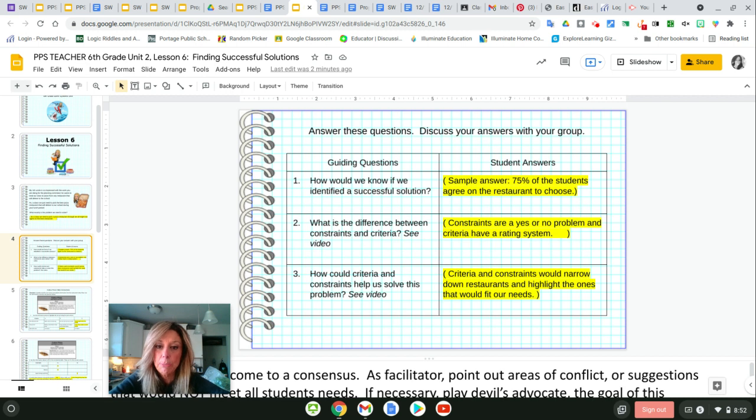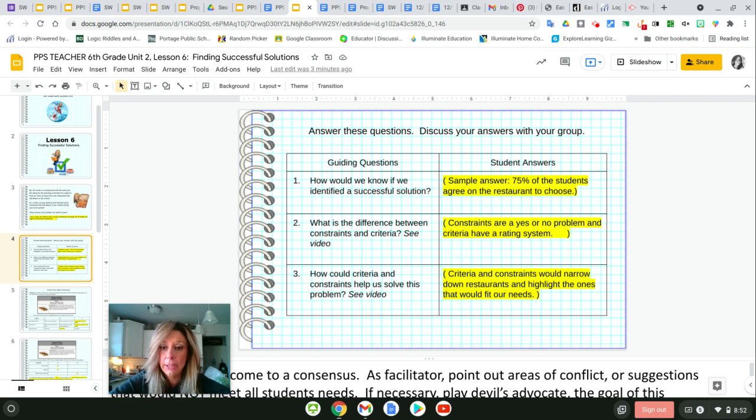What's the difference between constraints and criteria? If you watched my instructional video, you found out that constraints are answered by a yes or a no. They're either yes, it meets it, or no, it doesn't. And a criteria would have a rating system. We have certain things that we definitely want in our solution. It may not meet the solution 100%, but we give it a rating, and then we can vote. If it meets all of the constraints, then we can go ahead and look at the criteria to see which one would be the best.